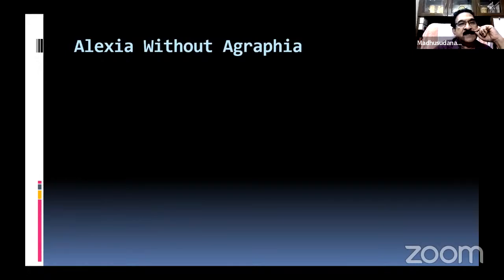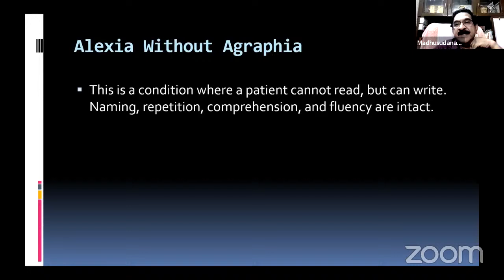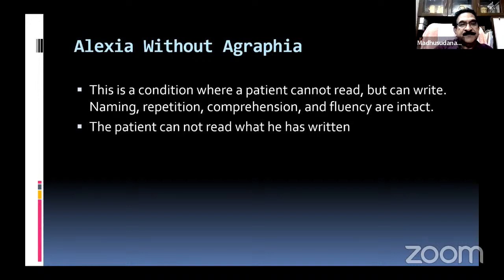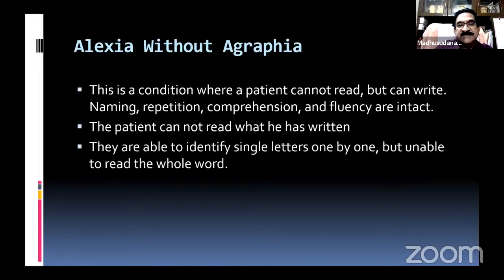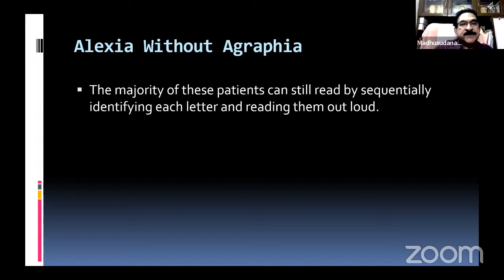Now what this patient had was alexia without agraphia. This is a condition where a patient cannot read but can write. Naming, repetition, comprehension, fluency are intact. The patient cannot read what he has written. They are able to identify single letters one by one, but unable to read the whole word. That is a severe form of alexia. In the severe form, even letters they cannot read. The majority of patients can still read by sequentially identifying each letter and reading out aloud.